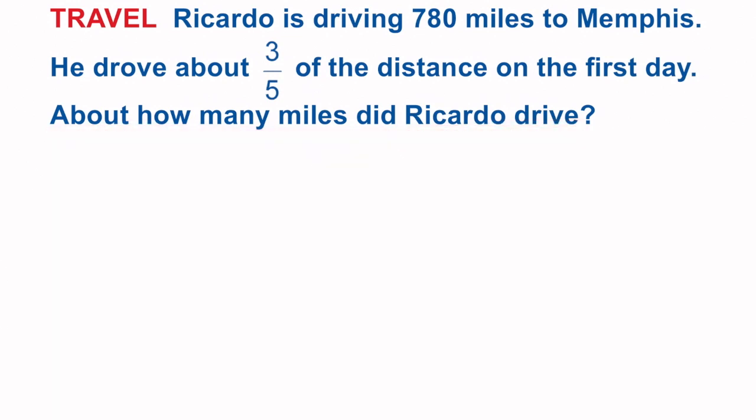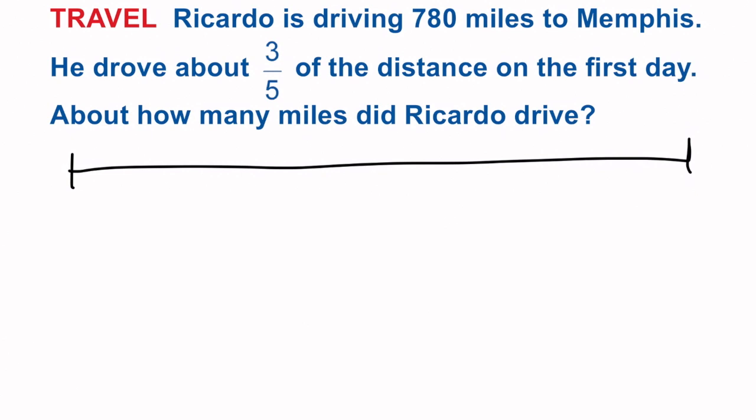So we know that he is going to drive 780 miles to Memphis. So he has to cover all that distance. But so far he has covered 3/5 of that distance. So let's say that the total distance, like we said, is 780 miles. So let's represent this with this line. That's the total distance that he's going to cover.